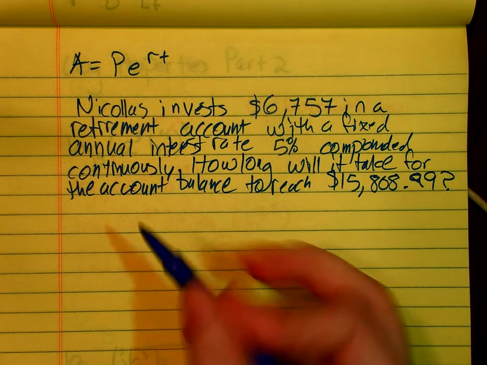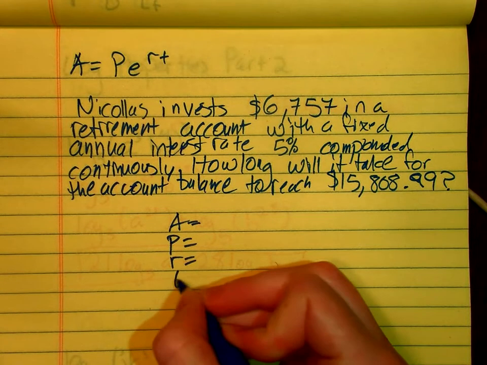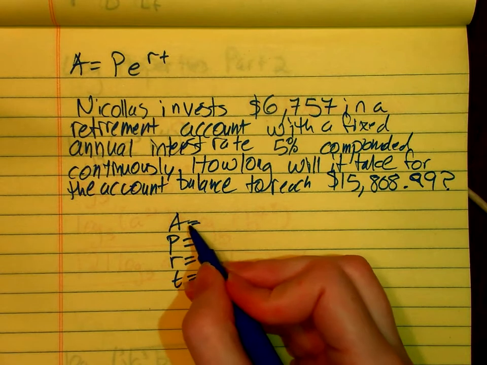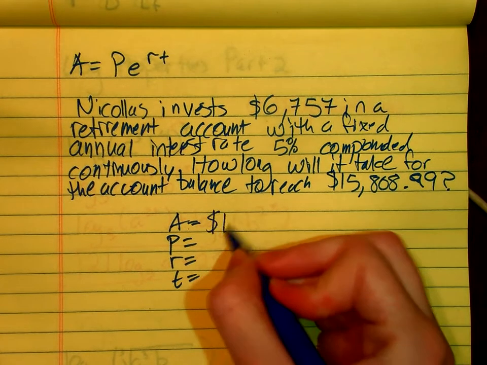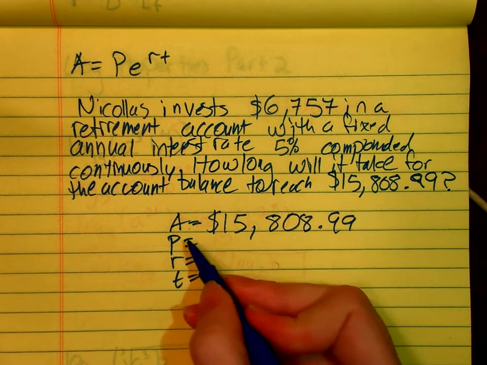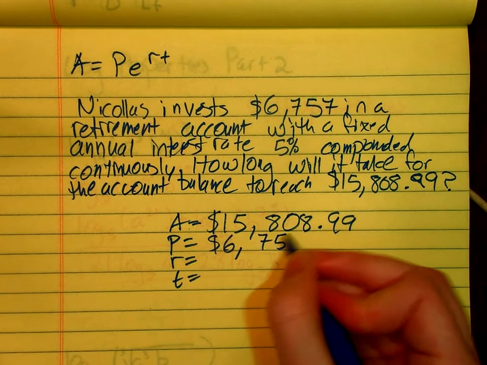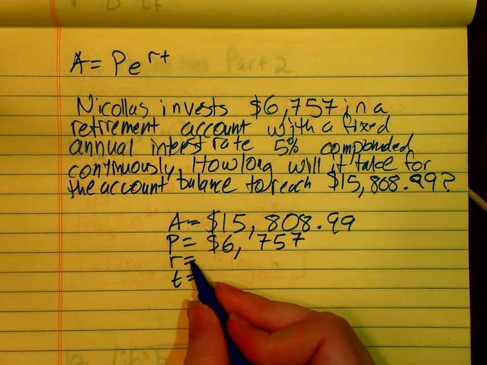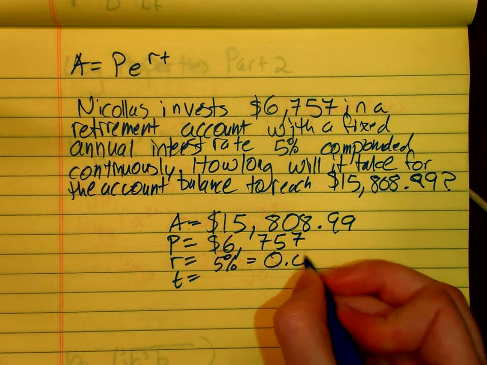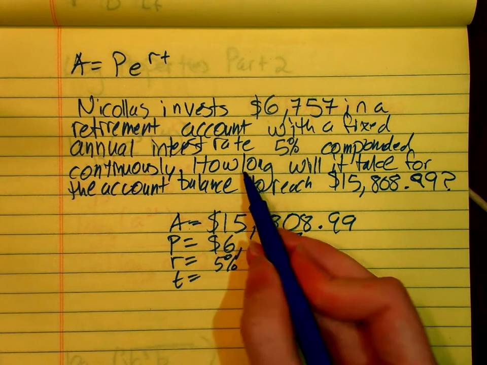Alright, so let's go ahead and define my variables. Again, this is a step I will require. What is my ending amount? That is $15,808.99. What's my starting amount? That is $6,757. What's my interest rate? 5%, which as a decimal is 0.05, which again, you can always divide by 100 to figure out. Time? I don't know time.